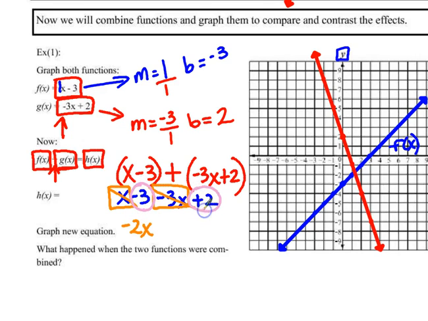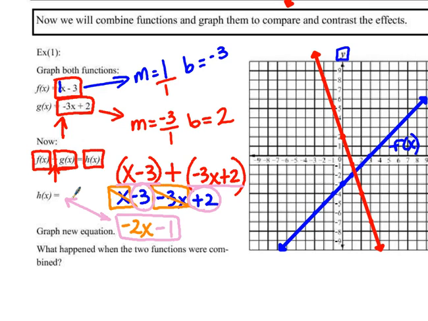Negative 3 plus 2 is negative 1. Can the x's and the constants go together? No. So guess what my answer is? My answer is negative 2x minus 1. And that's it. All I did was add f of x and g of x, and it gave me h of x. So guys, if you can add and subtract, this is so easy.